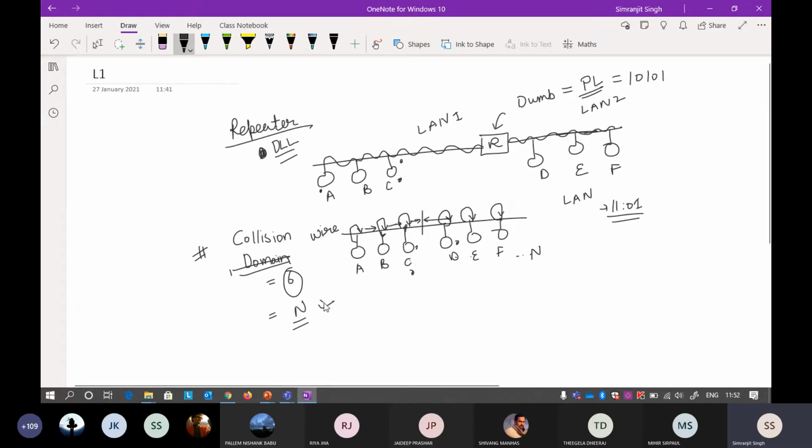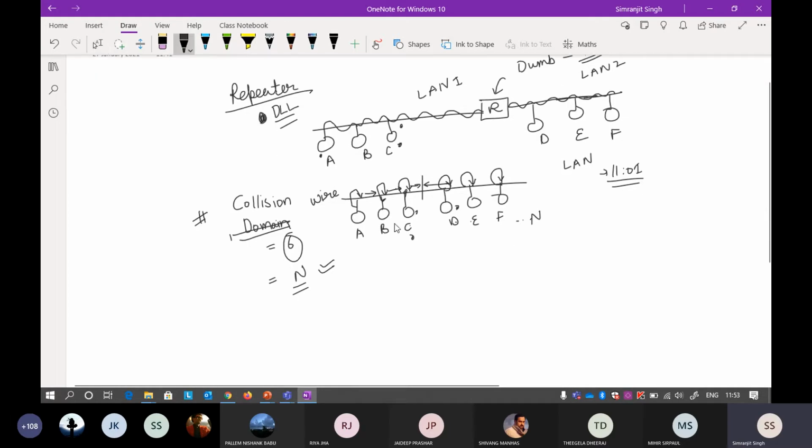Okay, so the collision domain here is, again, if 6 devices are connected, the collision domain is 6, meaning 6 devices can participate in a collision. If n devices are connected, the collision domain is n here. Now my question is, with the introduction of a repeater, is the collision domain decreased? Is it increased, or is there any change there?